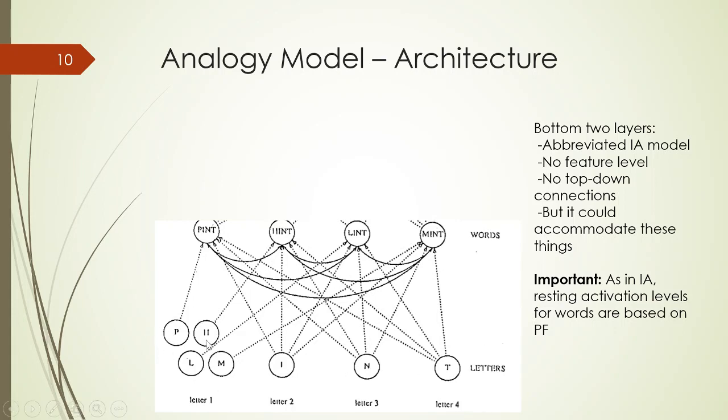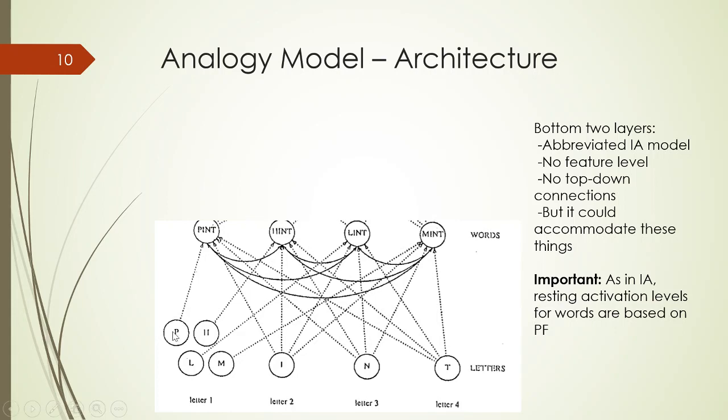So we have letter nodes that all have a similar ground state, resting activation state. We have word nodes, a layer above, which have different resting activation levels, and those resting activation levels are determined based on the printed frequency of the associated word. And just as in an interactive activation model, all of these nodes can take on graded levels of activation between some minimum and some maximum, and activation accrues gradually over time as a consequence of stimulation and as a consequence of the spread of activation and inhibition throughout the network.